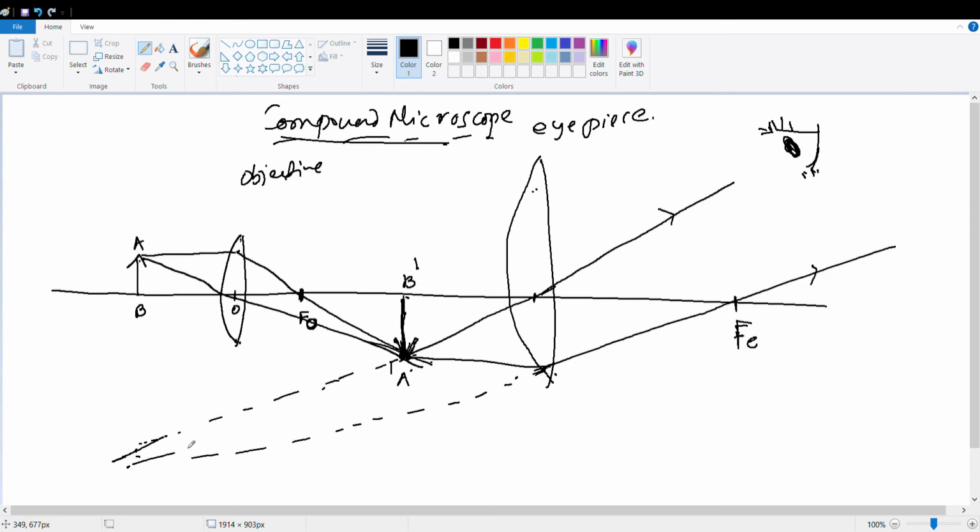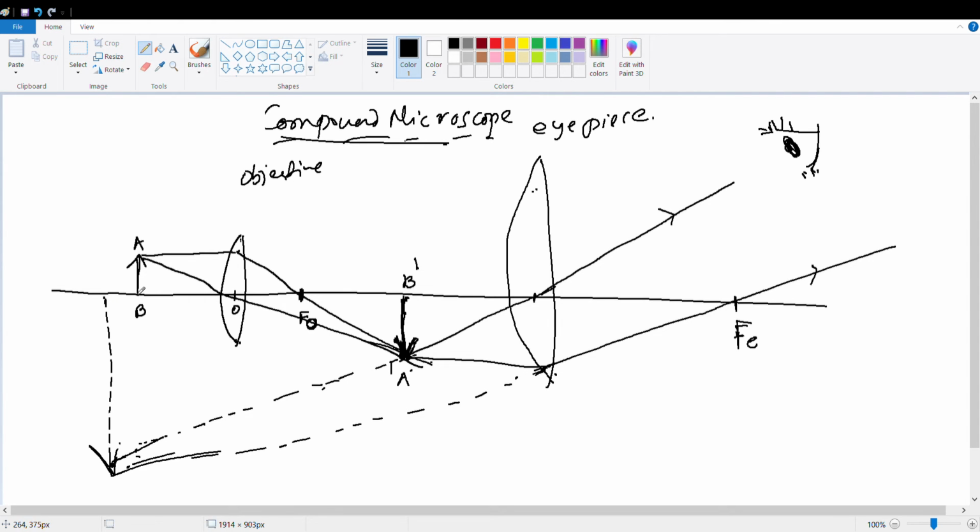Somewhere here they will meet. And what type of image it will be? Saurabh, what type of image it will be? Inverted. Inverted, yes. How inverted? See, first you understand, these rays are not actually merging. We are extending backward. So first it is a virtual image. Understood? Yes sir. It's a virtual image.